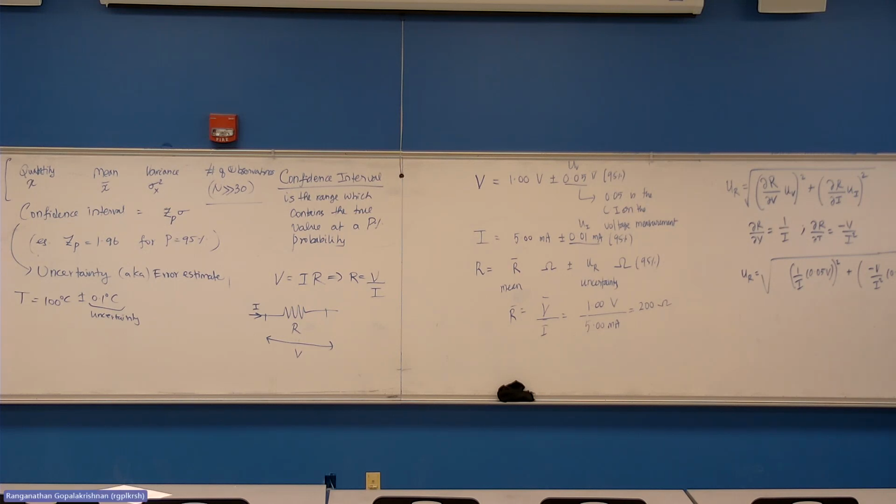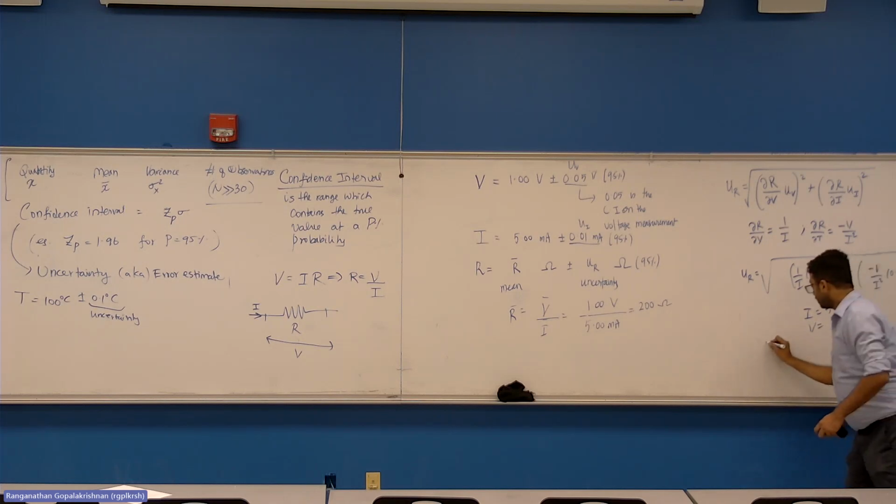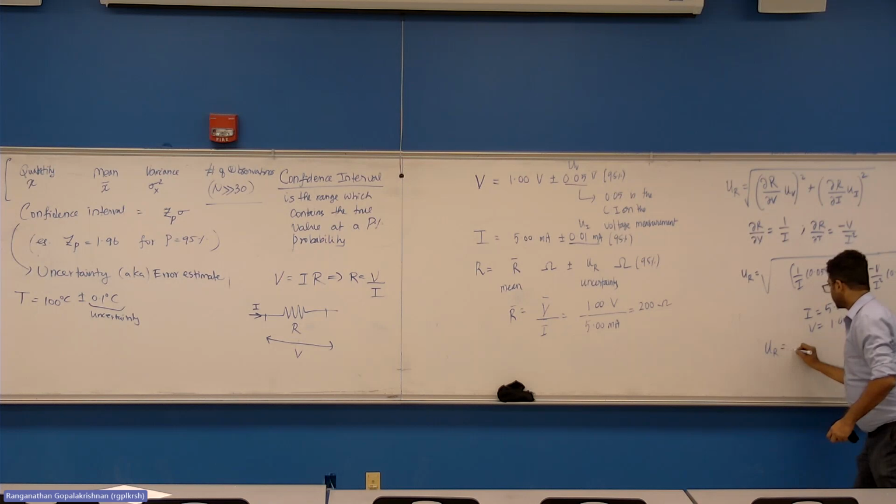So you can complete this at home. We are almost out of time. Substitute the value of I equal to 5.00 milliamps. Substitute the value of V equal to 1.00 volts and get me the uncertainty in R, which should be some value of ohms.